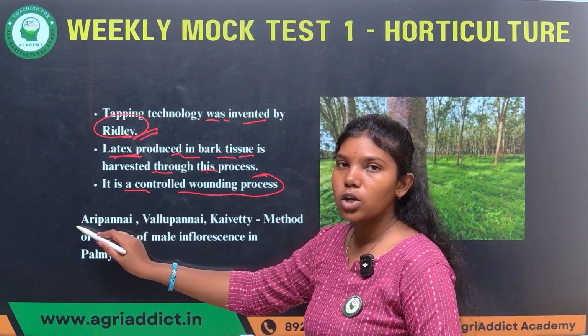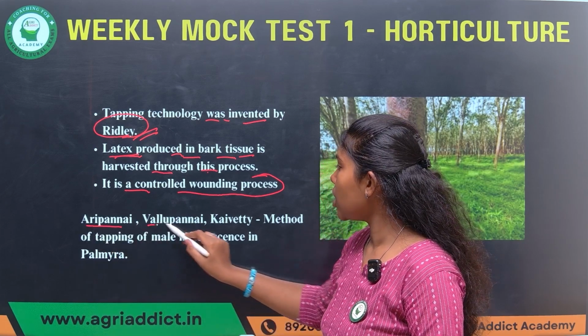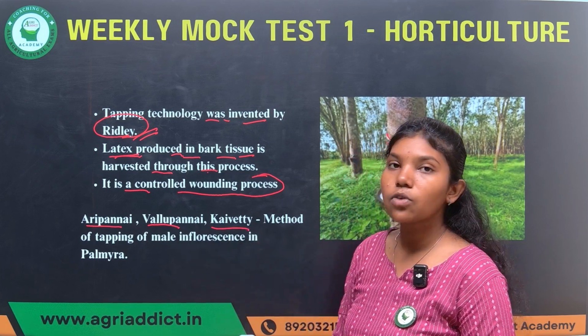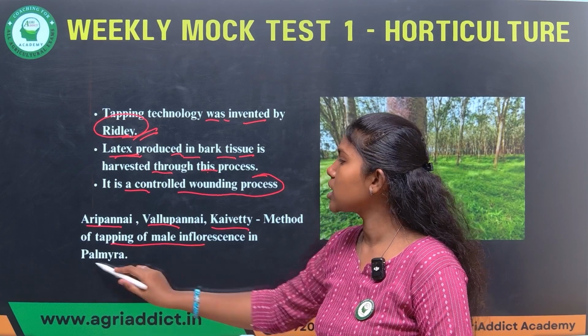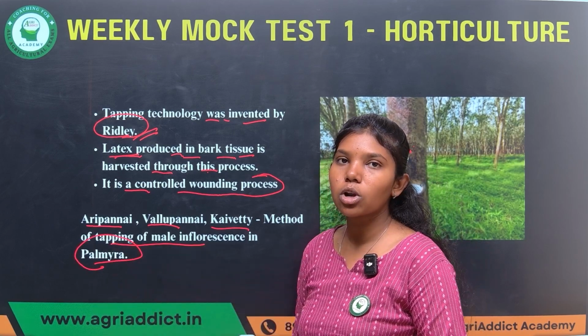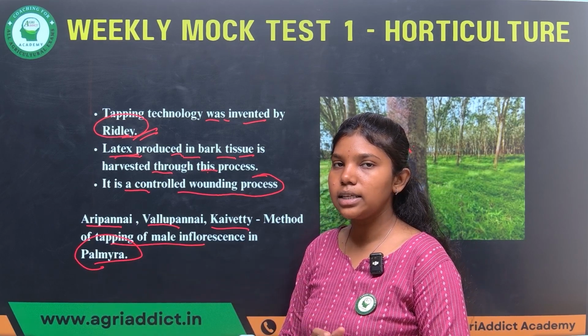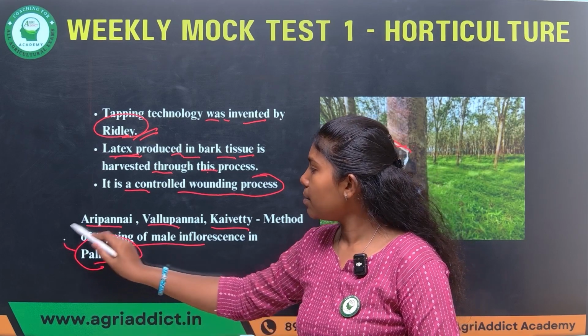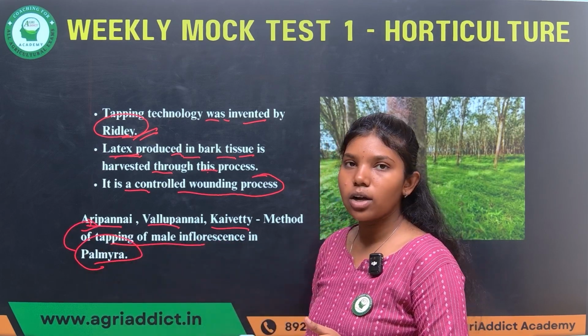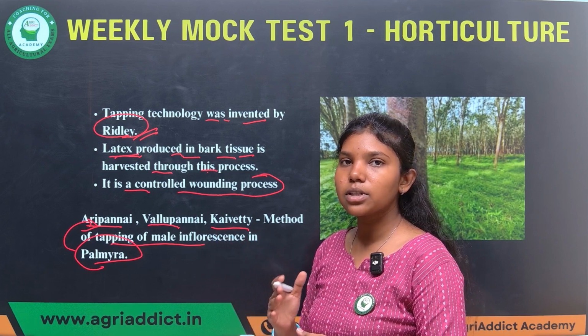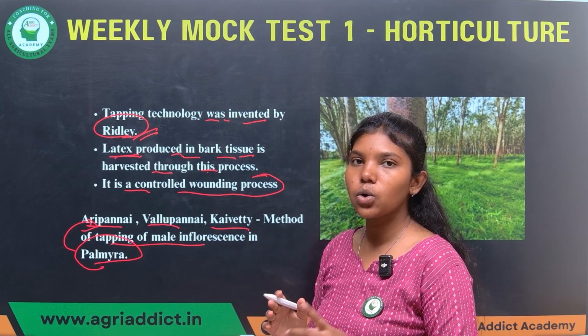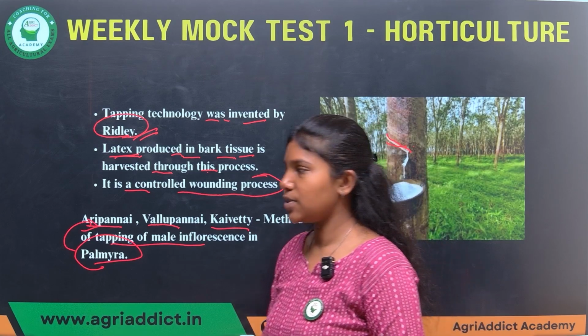Of the other options mentioned, Aripannai, Valupannai and Kaivetti are methods of tapping but not in rubber. It is a method of tapping of male inflorescence in Palmyra. Hope you are aware of the crop Palmyra, I think. Aripannai, Valupannai and Kaivetti are tapping methods used in Palmyra, not rubber. In rubber, the tapping method used is Ridley. Don't get confused. We'll move to the next question.